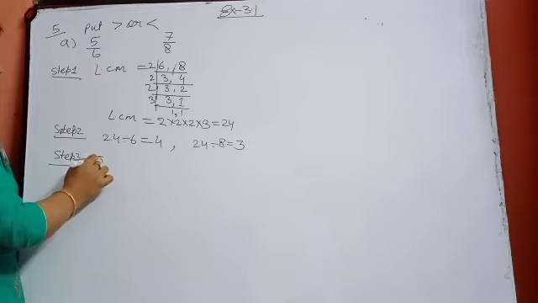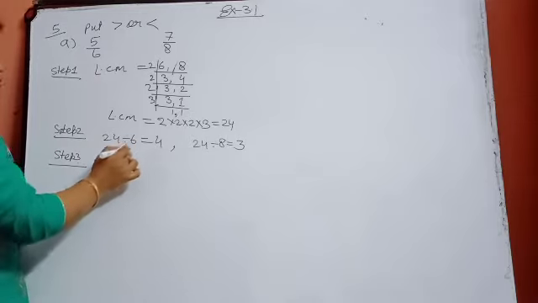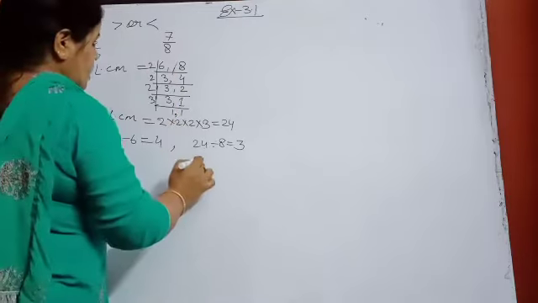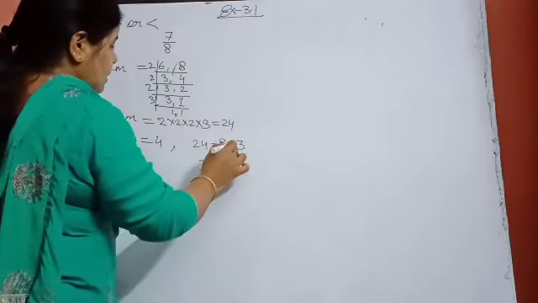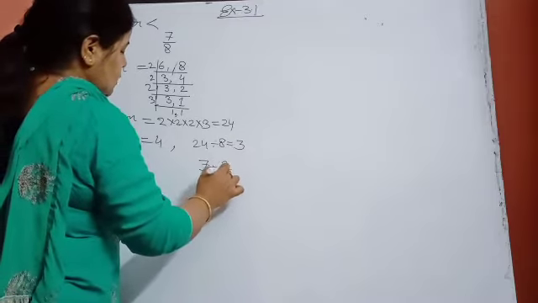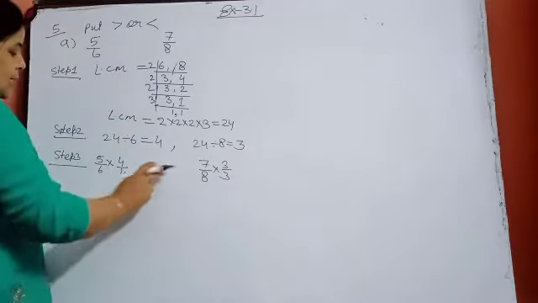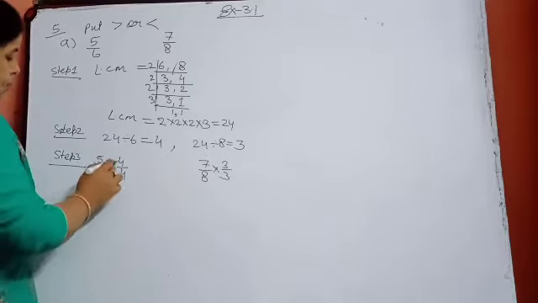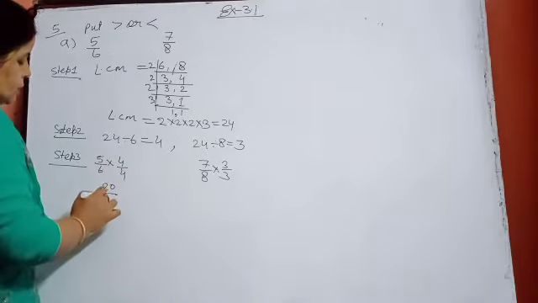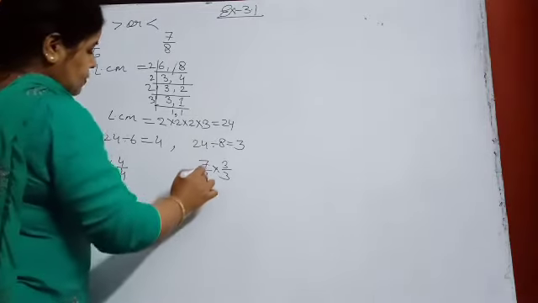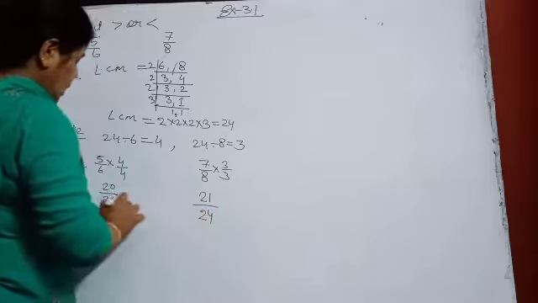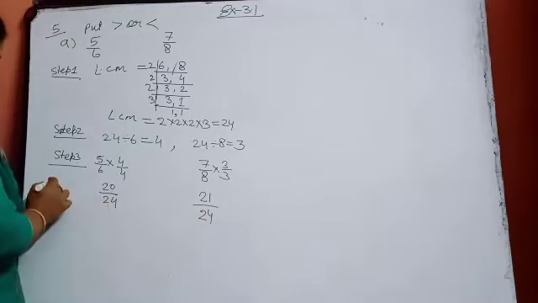5 upon 6 will be multiplied by this quotient 4 into 4, and this 7 upon 8 will be multiplied by this 3 into 3. In this way you will see that the denominators will become equal. Okay, 5 4 ja 20 upon 6 4 ja 24, 7 3 ja 21 upon 8 3 ja 24. Now the denominators are equal.